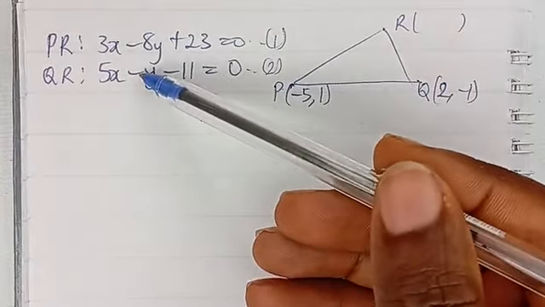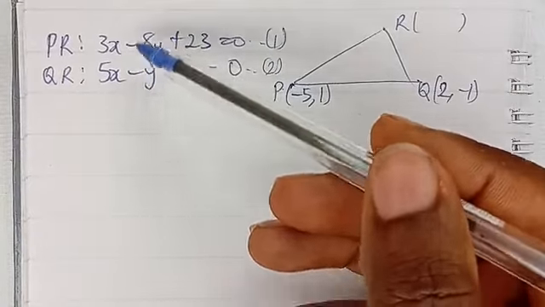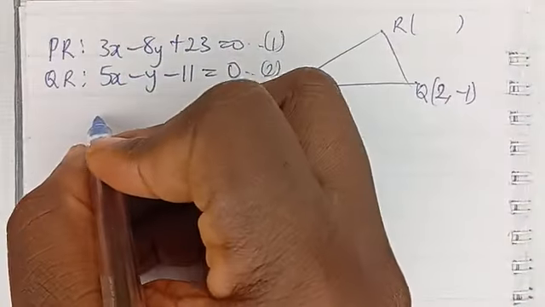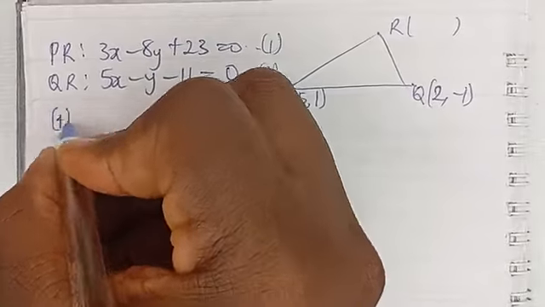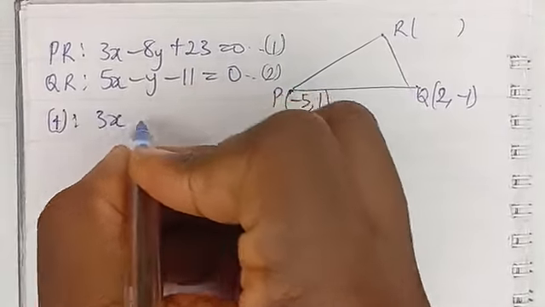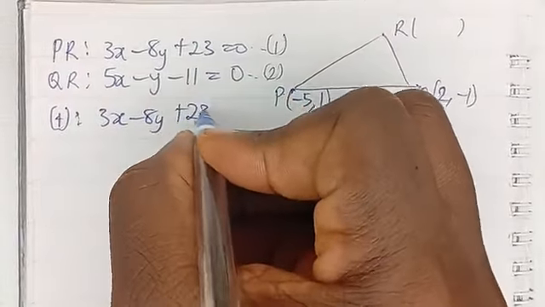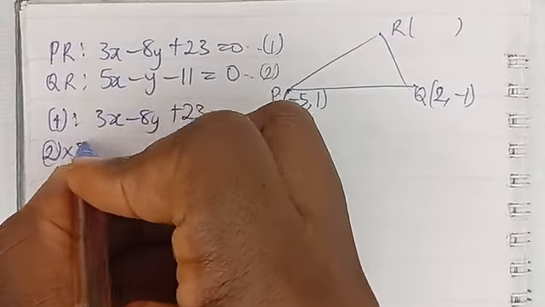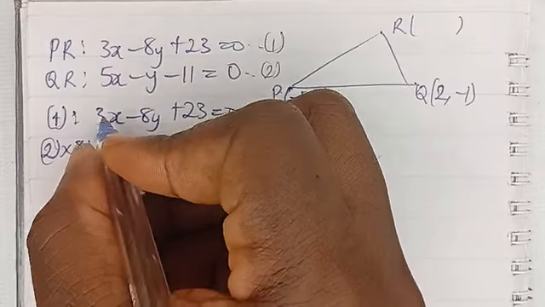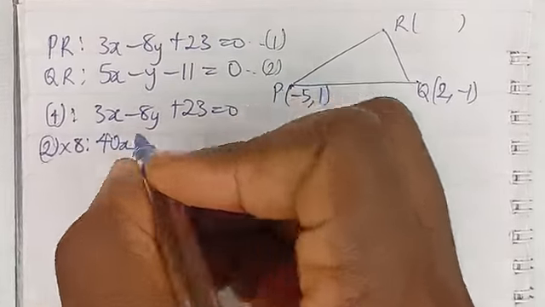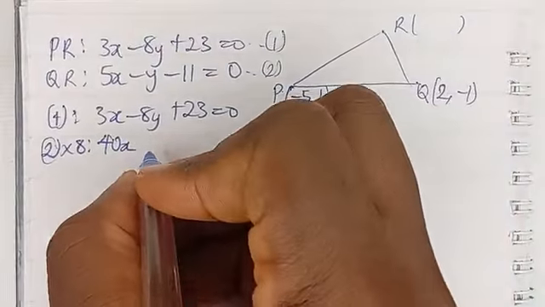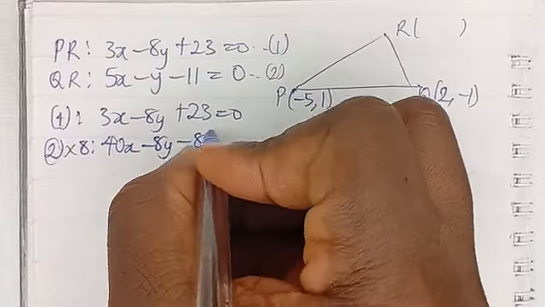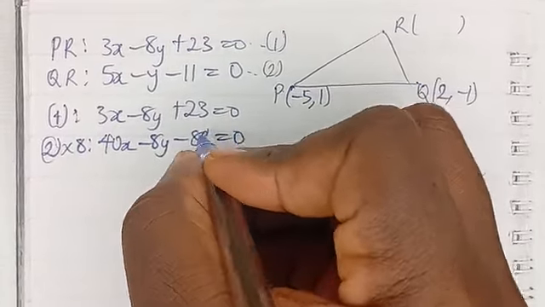Let's also multiply this equation 2 by 8 so as to equate the y coefficients. So equation 1 remains 3x minus 8y plus 23 equal to 0. And then equation 2 to be multiplied by 8 now becomes 8 times 5 is 40x minus 8y minus 88 is equal to 0.